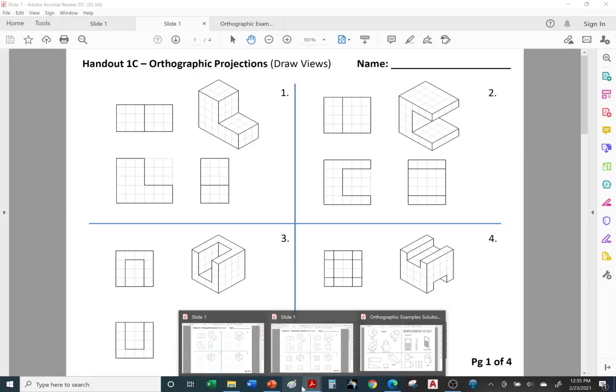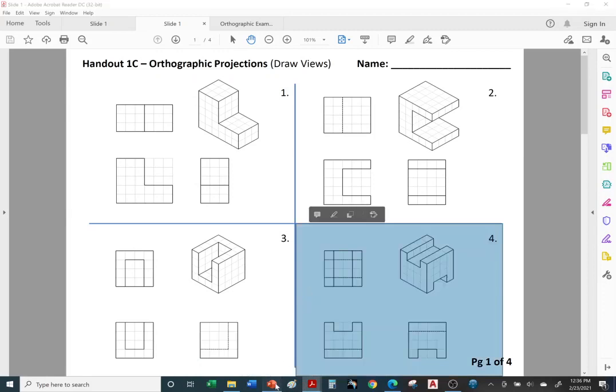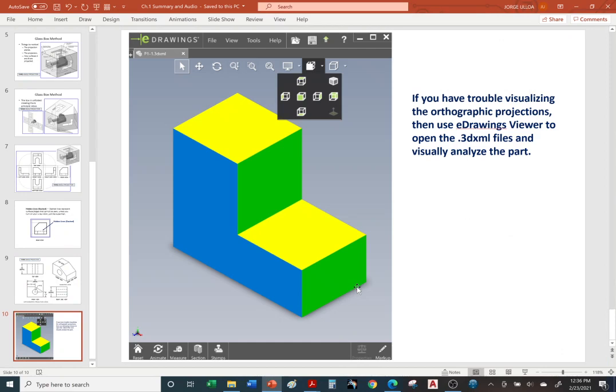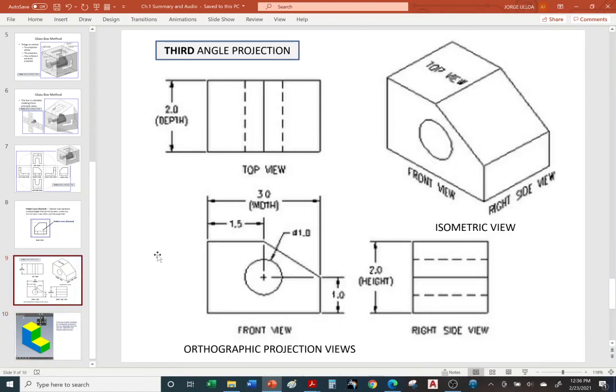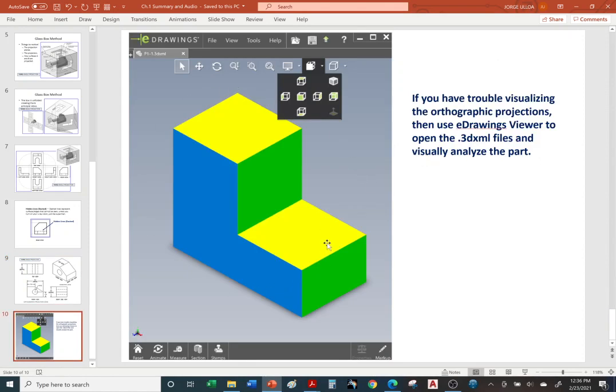Let's go back to the lecture. I am going to provide you with 3D models. Now, the 3D models, it's not part of the assignment, but I decided to create 3D models for those of you that are having trouble visualizing the front view and orthographic projections, right side view and top view. Okay, so I'm going to provide you with 3D models that you can open up in eDrawings.